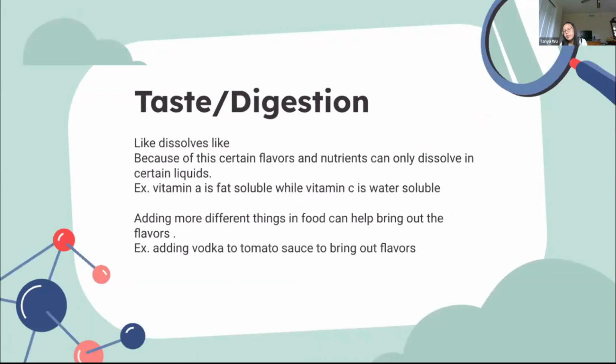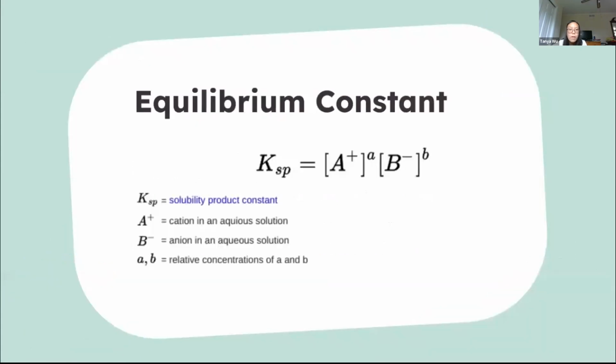And adding different things can also help bring out the flavors, like adding vodka to tomato sauce. There are probably a bunch of alcohol soluble flavor compounds in tomatoes, which aren't soluble in water. So if you add the vodka, even though you can't taste it, it will still bring out the flavors of the tomato sauce.